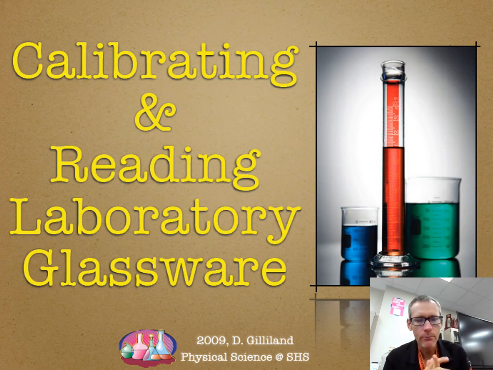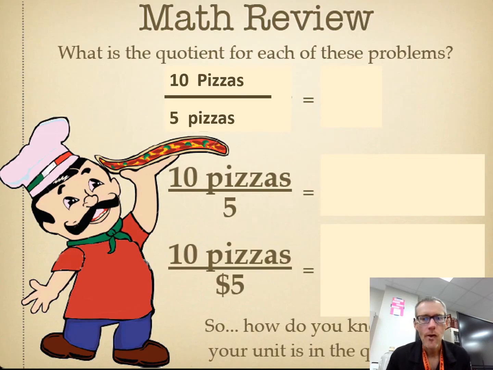This is calibrating and reading lab glassware. So basically, almost like a ruler, but instead of going this way, it's going to go up and down. Okay. So quick math review of quotient or division and units.